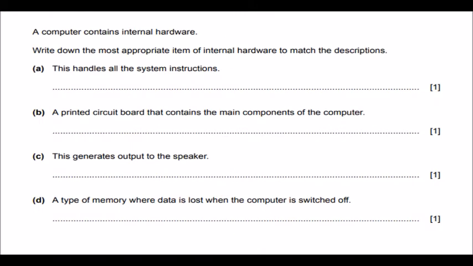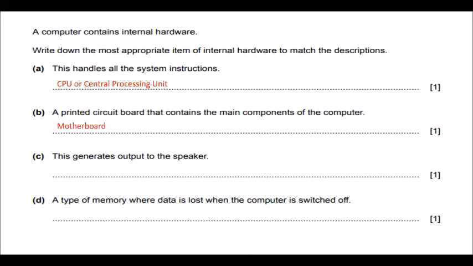Now, this question says, this handles all the system instruction. Do you remember that? The internal hardware that handles all the system instruction, that is CPU. Central Processing Unit, CPU. Second one, a printed circuit board. Of course, they also repeat the question. That's what I told you earlier. You just need to master some key points. Cambridge always, they used to repeat questions so much. A printed circuit board, what is that? That is motherboard.